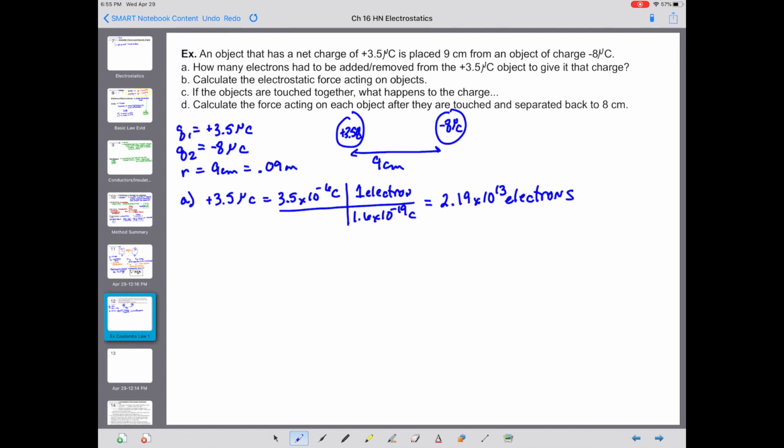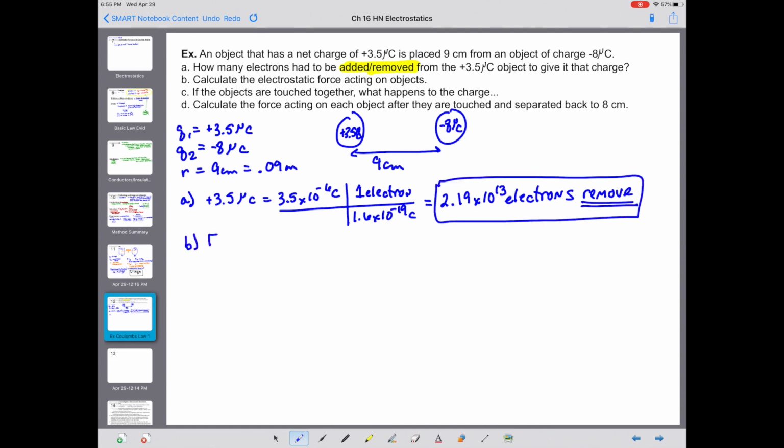So that's 21.9 trillion electrons. Whenever you're talking about charge transfers, it is a significant number. Now, we want to know whether we had to add or remove. Well, the object has a positive charge, positive 3.5. The only way you're going to go to positive charge when you are dealing with electrons is if you remove those electrons from the object.